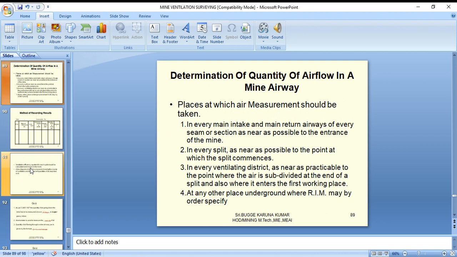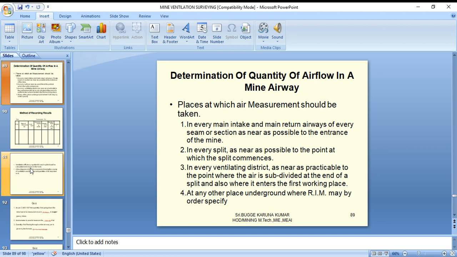Places at which measurements should be taken is also a precaution to be observed in every mine. First, the main intake and the main return airway, as near as possible to the entrance of the mine. That is the first point from where you collect the samples. Then in every split, as near as possible to the point at which the split commences.